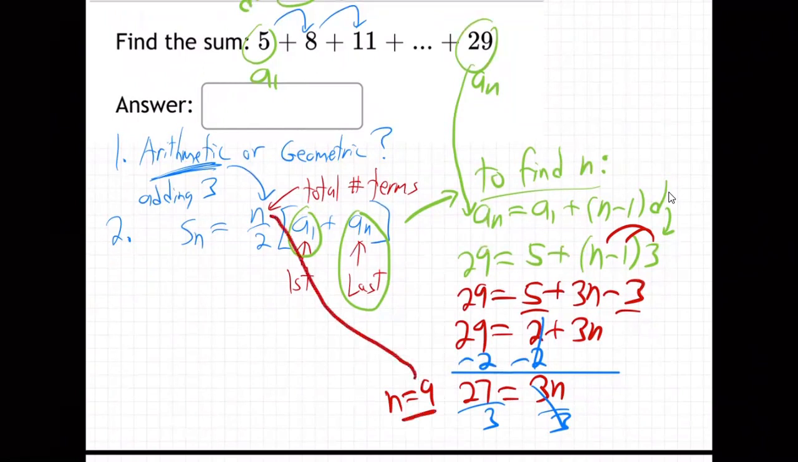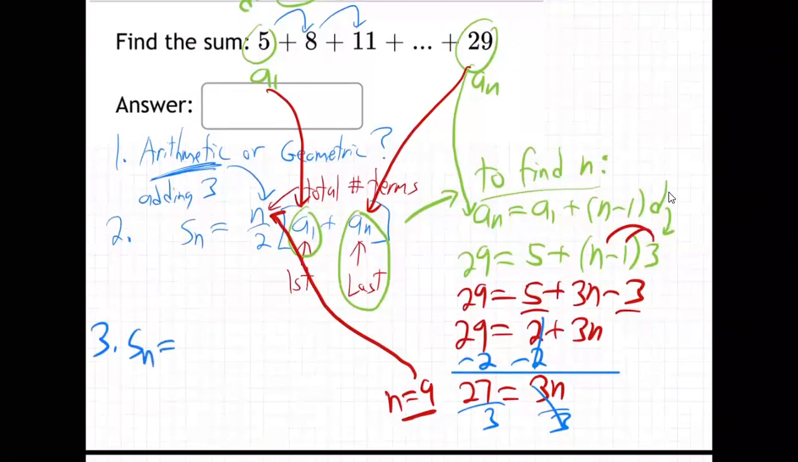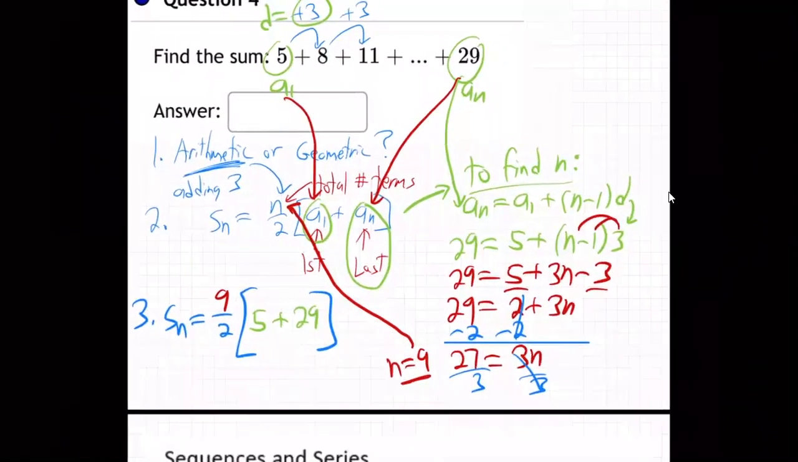So what? So now bring that back, pop it in right there. And then here's a1, and here's an. Now, step 3, we can finish up. S sub n is n over 2. What's n? Well, now we know n is 9, over 2 times a1. Now we know what a1 is. It's 5 plus an, 29. There we go. Does that make sense what I've done? Now I just finish this up, which I will. But is that making sense there?